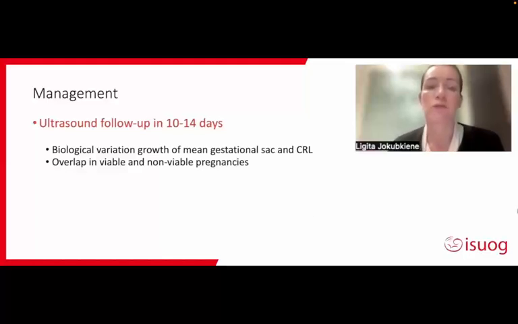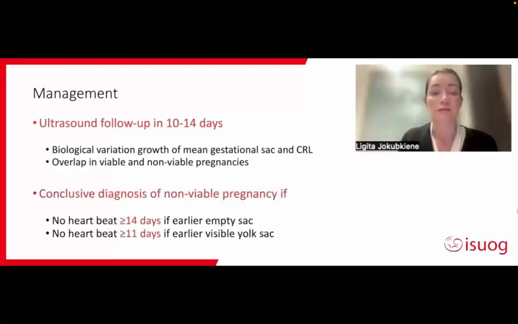Of course, it's always safe to get a woman for follow-up, even if you have the criteria for miscarriage at the first examination, particularly for less experienced examiners. It's always advisable to take women in follow-up, and particularly in those that do not reach criteria, where we cannot make a conclusive diagnosis of miscarriage, take the patient in follow-up in 10 to 14 days or in 11 to 14 days. Because, as I've shown you, there is a biological variation of growth of mean gestational sac and also CRL, and it overlaps in viable and non-viable pregnancies, and follow-up always is safe.